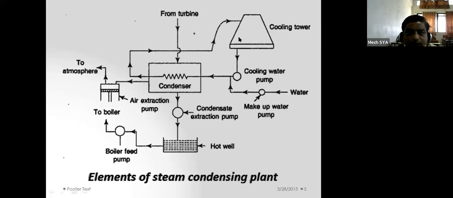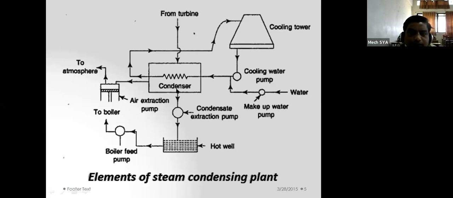This cooling tower cools the cooling water, which is heated in the condenser as it has taken the heat. The cooling water pump extracts the water from the cooling tower and supplies it to the condenser. Whatever the heat of the steam is, it is absorbed by the cooling water, and this water gets heated, is cooled again, and is used once again. Whatever water is evaporated from the cooling tower is supplied as makeup water from the river or another source.